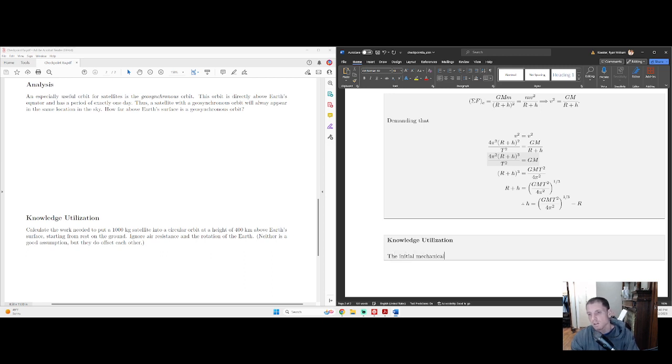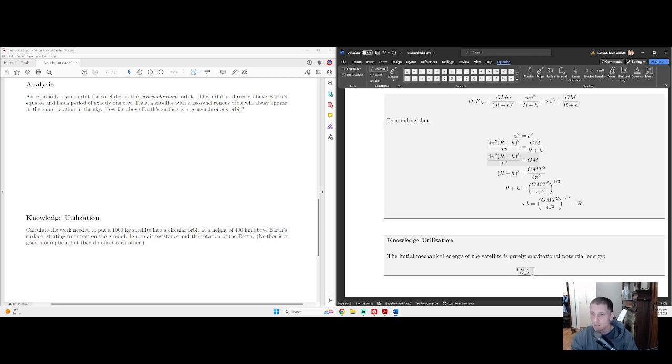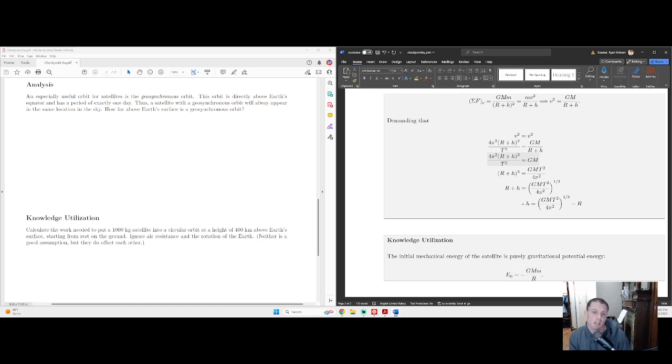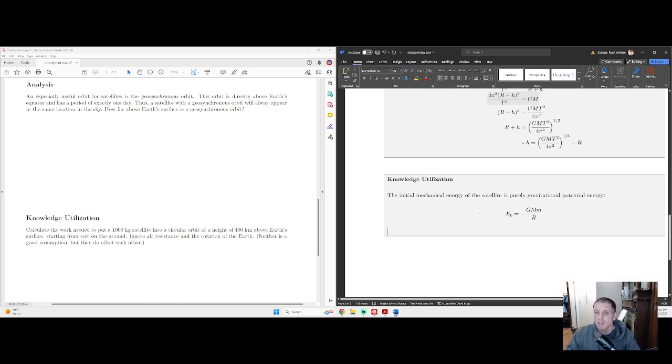So let's say the initial mechanical energy of the satellite is purely gravitational potential energy. Okay, so we'll just call it E initial, and this is negative big G big M little m over big R, and that's it, right? This is because the prompt says starting from rest on the ground, right? So no kinetic energy. Okay, now the final energy, right?